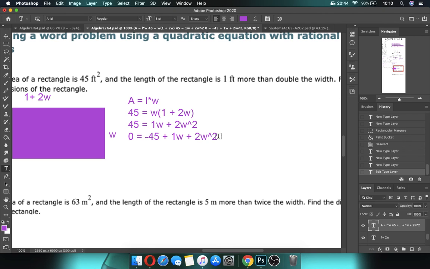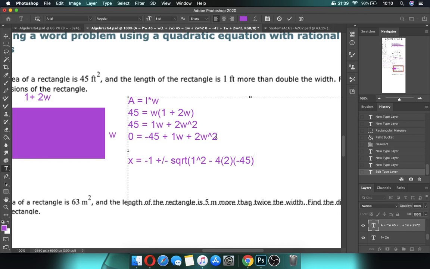So if we're looking down here, text box, x equals opposite b. So opposite b is going to be negative 1 plus or minus the square root, this is terrible typing it, square root of b squared. So 1 squared minus 4 times a, which is 2, times c, which is negative 45. And then all of that is over 2 times a, which is 2. And look at the unholy beast that is in text format. I wish I could use the brush tool in Photoshop and actually record what I'm doing. It would be so much easier.